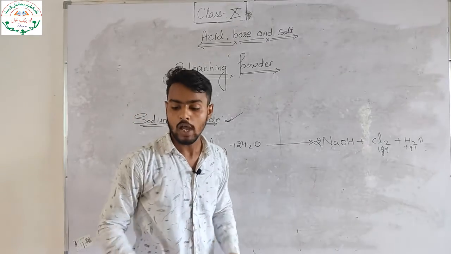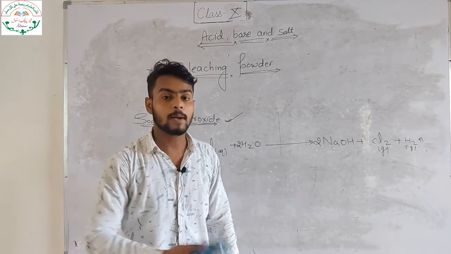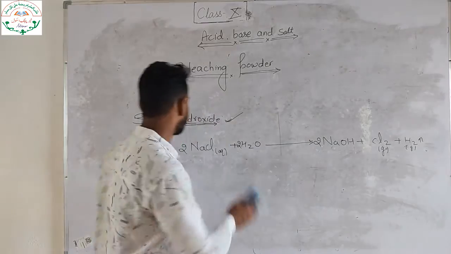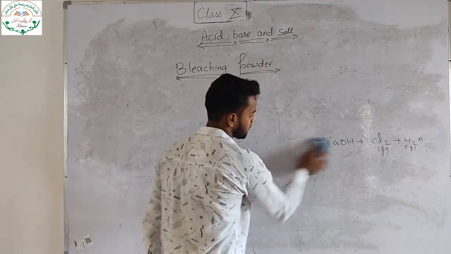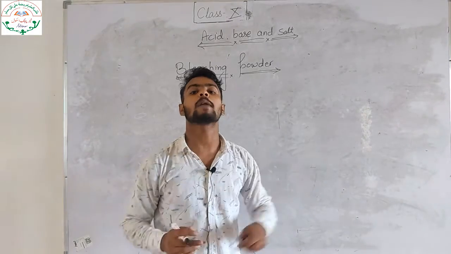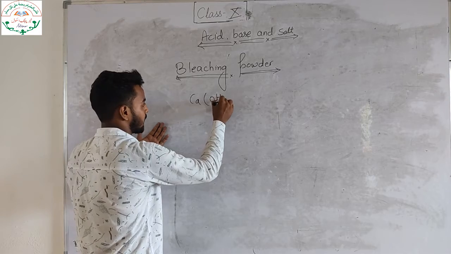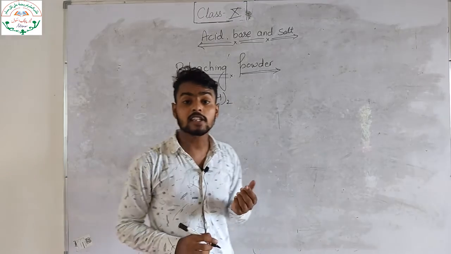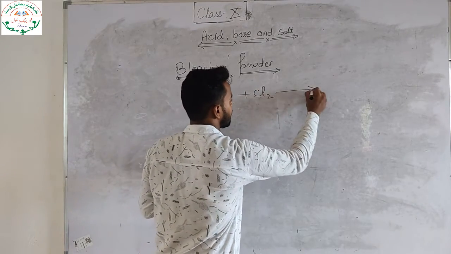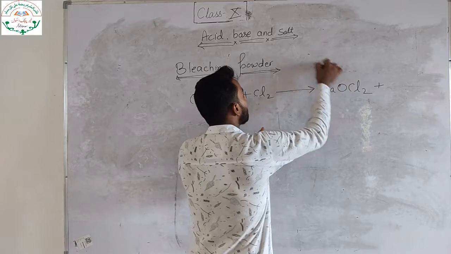Now we are going to know how we can prepare bleaching powder in the laboratory. If we take calcium hydroxide and flow chlorine gas into the calcium hydroxide, it forms calcium hypochlorite. It is the chemical formula of bleaching powder.